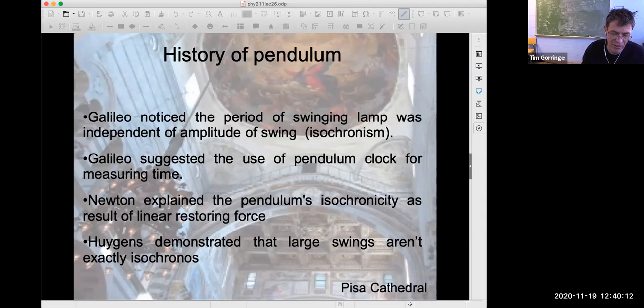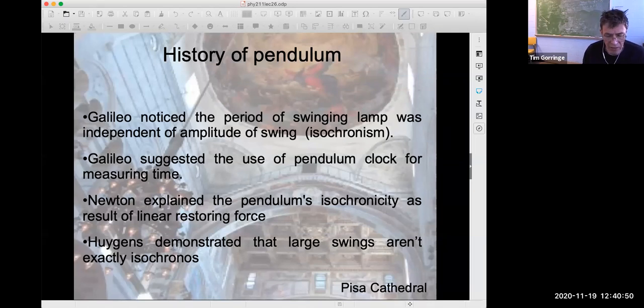And actually, it was after that that an interesting point was made by a Dutch scientist, Huygens, who figured out that Galileo's observation that the period of the pendulum was independent of the amplitude is true when the oscillations are relatively small. But if you have very large swings of a pendulum, very large angles of swing, then that independence of the period on the amplitude actually breaks down.